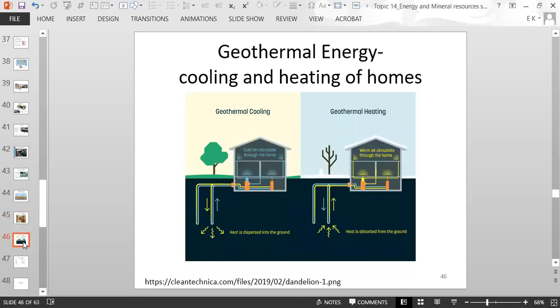Okay, and this is just another schematic. So it shows you the cooling and the heating. It's the same system though. So you have cooling, you're dispersing the heat from the home back into the ground, and then the ground absorbs that heat. Or you are taking heat from the ground and bringing it into the home to heat the home in the winter.